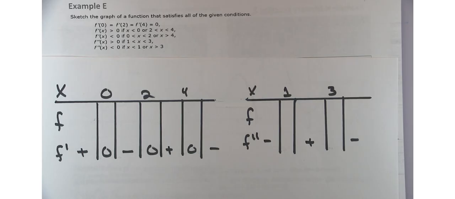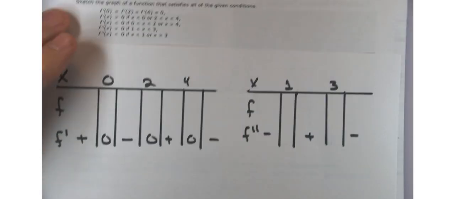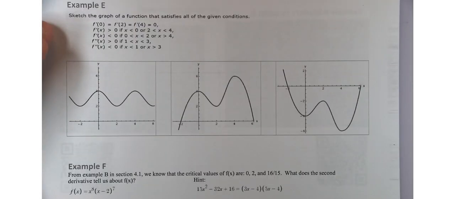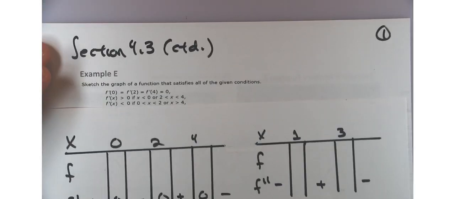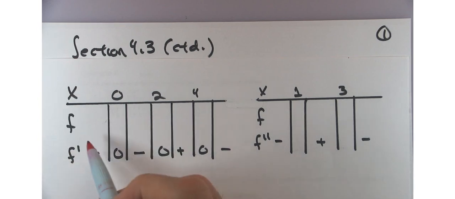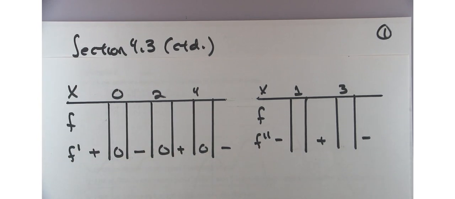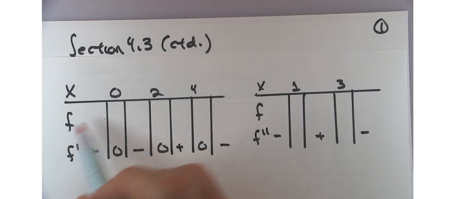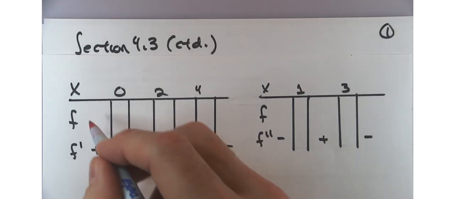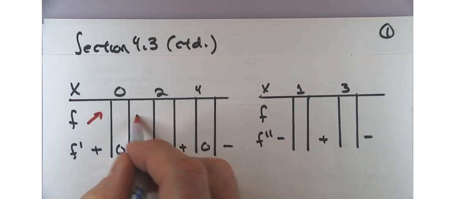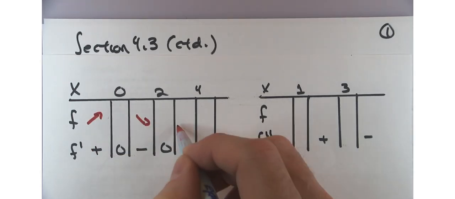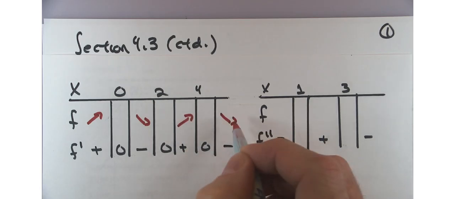Let's start figuring out what that tells us about our function, because it tells us a lot. It tells us pretty much all we need to know in order to distinguish which of these graphs could actually be that function. So let's start here with the first derivative. Positive, negative, positive, negative. What's that saying about our graph? What's happening to the function to the left of 0? It's increasing, and then decreasing, and then increasing, then decreasing.